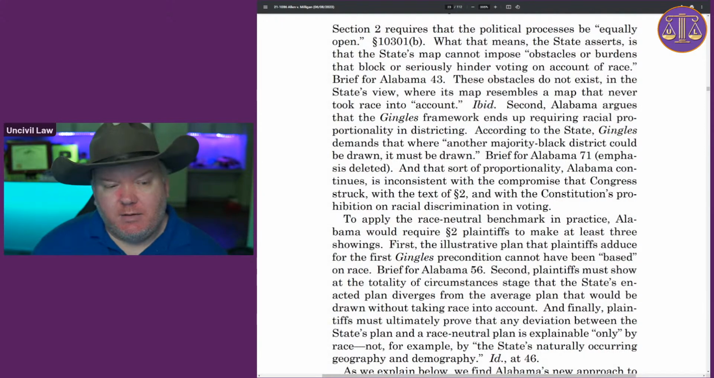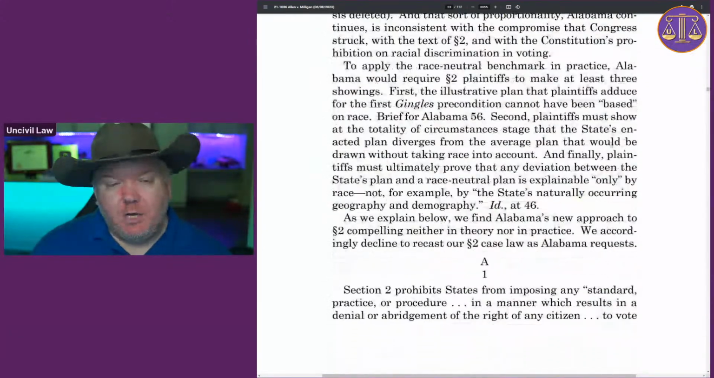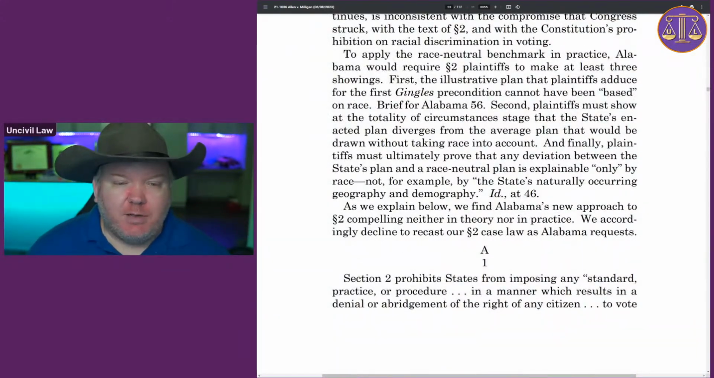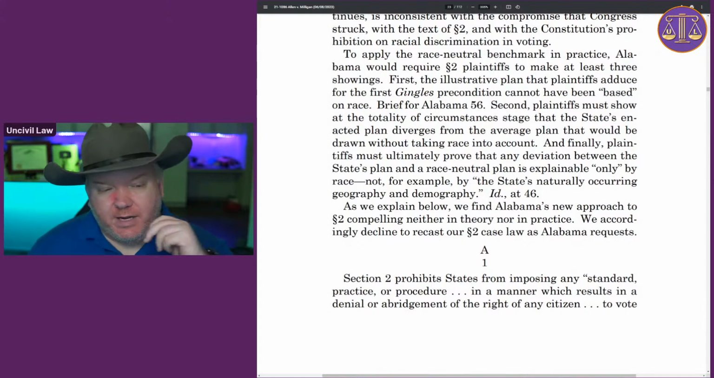Okay, interesting argument. To apply the race-neutral benchmark in practice, Alabama would require the plaintiffs to make at least three showings. First, the illustrative plan the plaintiffs adduce for the first precondition cannot have been based on race. Second, plaintiffs must show at the totality of the circumstances stage that the state's enacted plan diverges from the average plan that would be drawn without taking race into account. And finally, plaintiffs must ultimately prove that any deviation between the state's plan and a race-neutral plan is explainable only by race, not, for example, geography and demography. As we explain below, we find Alabama's new approach to Section 2 compelling in neither theory nor practice.